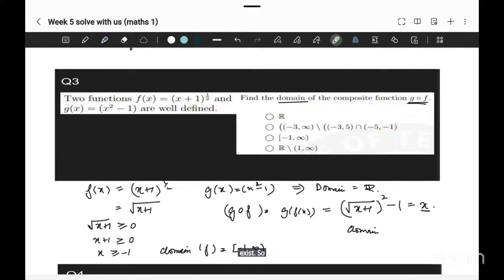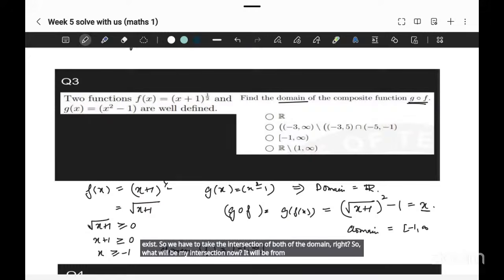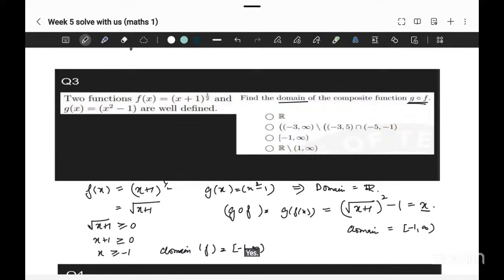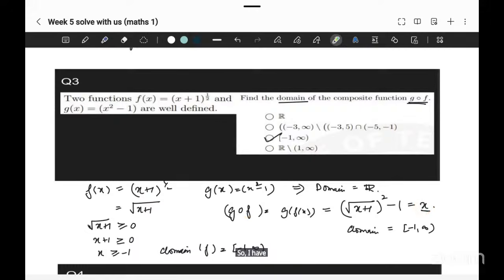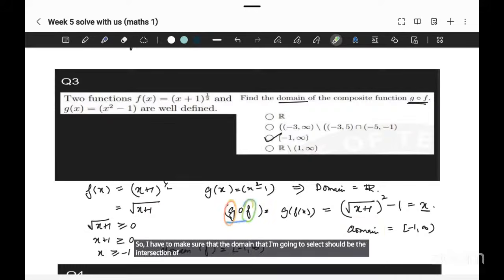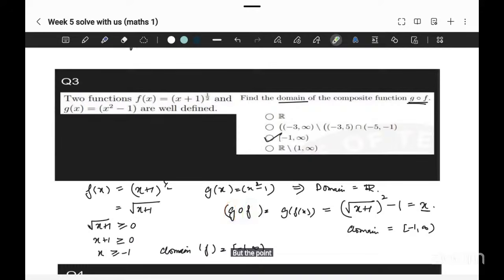So we have to take the intersection of both of the domains. What will be my intersection now? It will be from minus 1 to infinity only. Yes or no? Yes, ma'am. That means option C is the correct option, not the real numbers. If I go with real numbers, then my f(x) is not getting included. So I have to make sure that the domain I select is the intersection of the domains of g and f(x). Got the point?